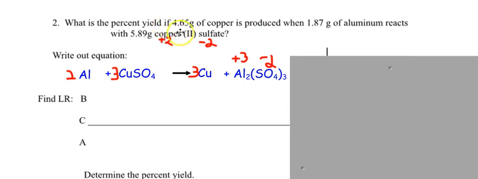I have to deal with these numbers. I gave you an exact amount of both reactants. I got aluminum and copper 2 sulfate. So they're grams. Yes, periodic table.